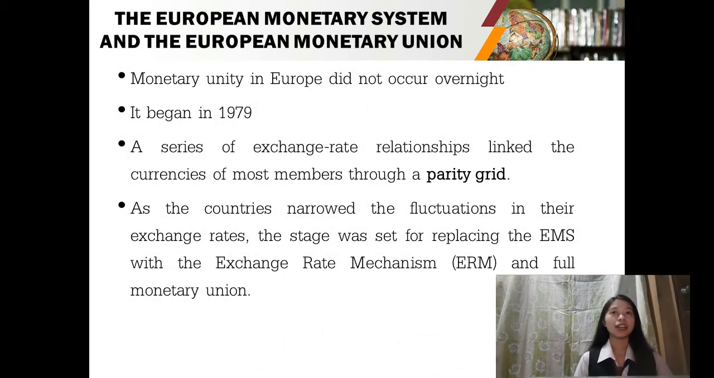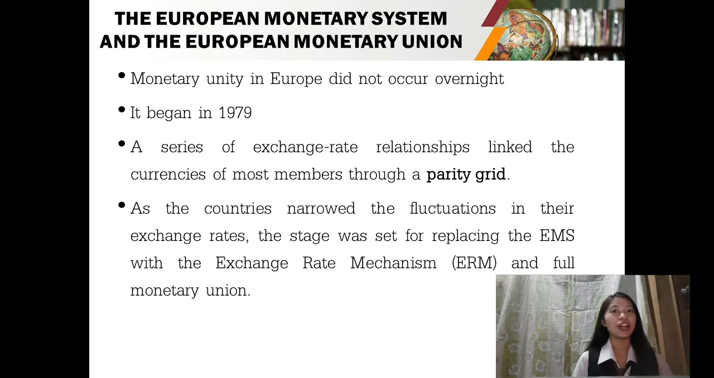The European Monetary System and the European Monetary Union. Monetary unity in Europe did not occur overnight. It began in 1979, when the European Monetary System was set up as a means of creating exchange rate stability within the European community, as a series of exchange relationships linked the currencies of most members through a parity grid. Parity grid determines the exchange rate at which central bank interventions are necessary to maintain the peg to the European currency unit.